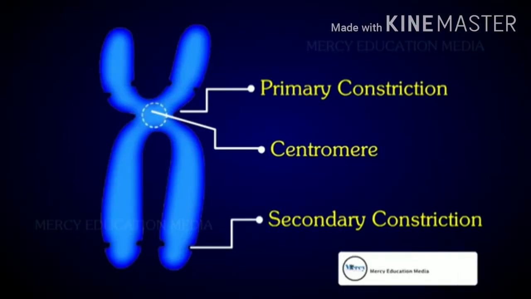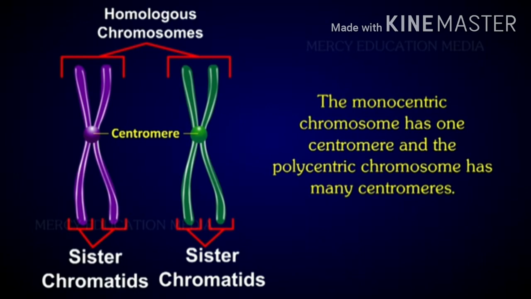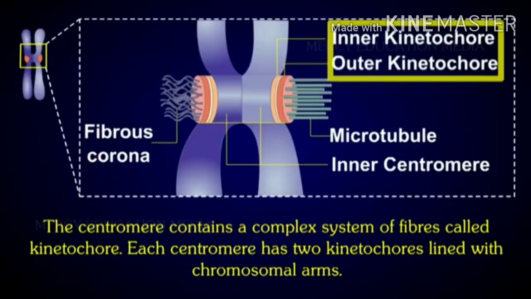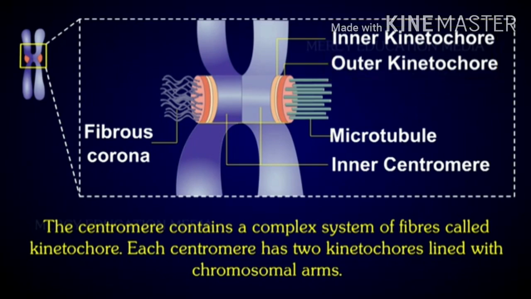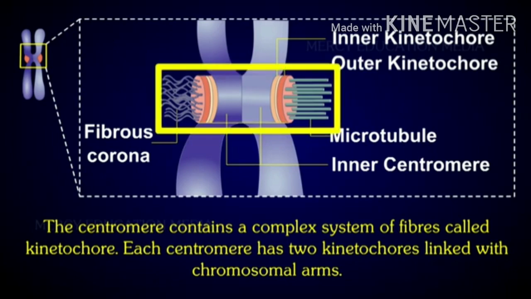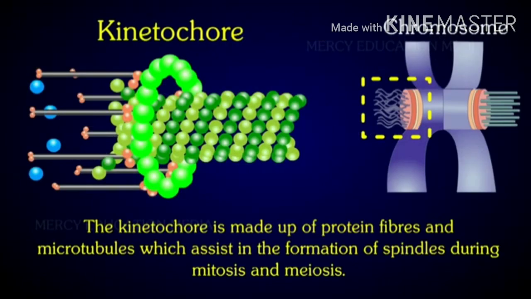The number of centromeres varies from chromosome to chromosome. The monocentric chromosome has one centromere and the polycentric chromosome has many centromeres. The centromere contains a complex system of fibers called the kinetochore. Each centromere has 2 kinetochores linked with chromosomal arms. The kinetochore is made up of protein fibers and microtubules which assist in the formation of spindles during mitosis and meiosis.